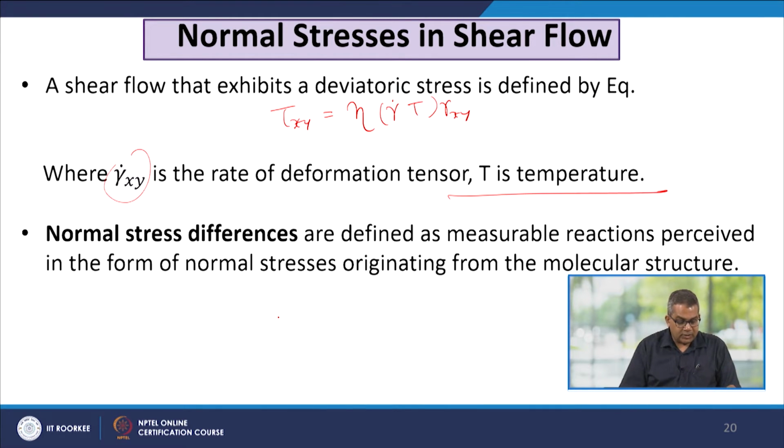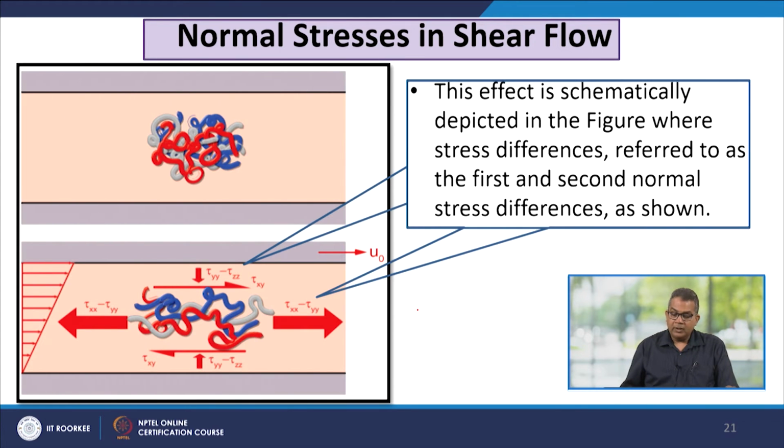Now, normal stress differences are defined as measurable reactions perceived in the form of normal stresses originating from the molecular structure. So, N1 is equal to tau xx minus tau yy and N2 is equal to tau yy minus tau zz. Now, this effect is schematically depicted in this figure, where the stress differences are referred to as the first and second normal stress differences as per this particular figure.